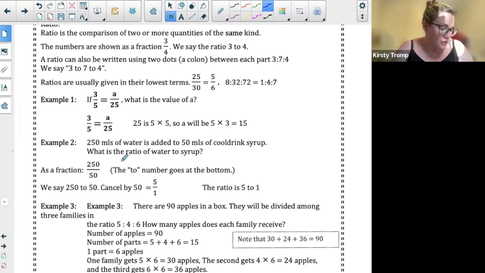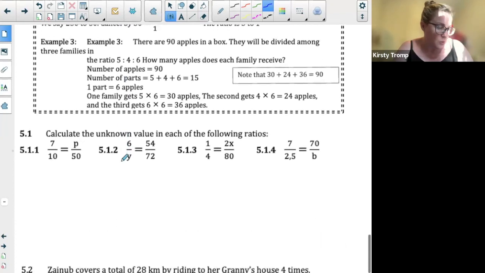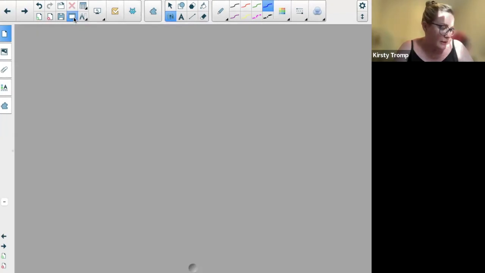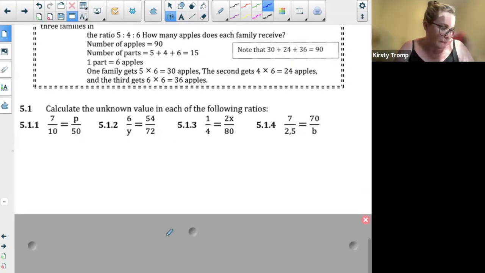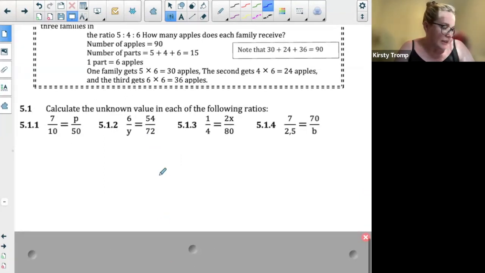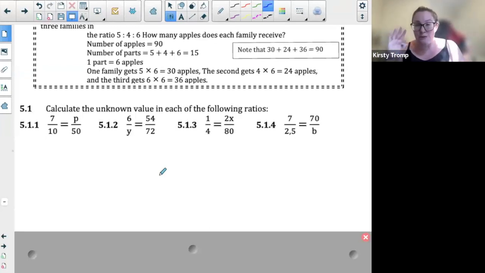All right, let's go do some together because those are all our examples. So let's go do some calculations together. We're going to start by doing the fraction ones first. So let's have a look first at the fractions. Okay. Calculate the unknown value in each of the following ratios. There's 4 there. I want you guys to go have a look at them. Okay? Go have a look at those 4 for me. All right? And go and calculate those for me. I'm going to give you a few minutes.